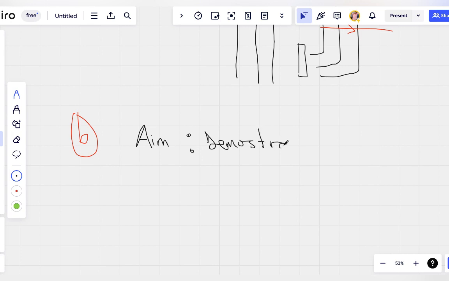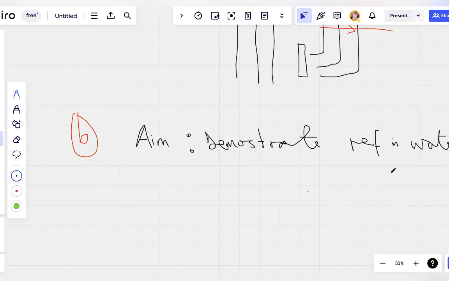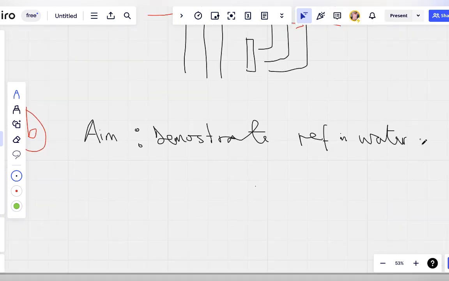To demonstrate reflection in water waves.